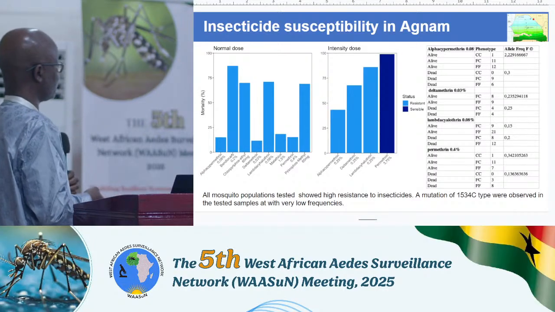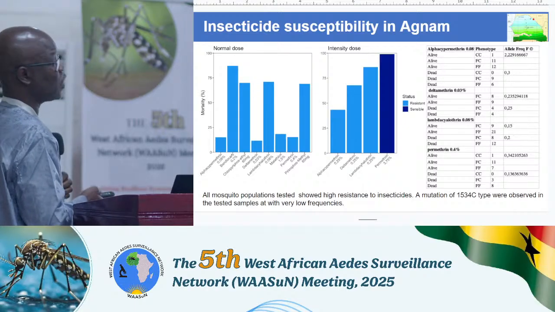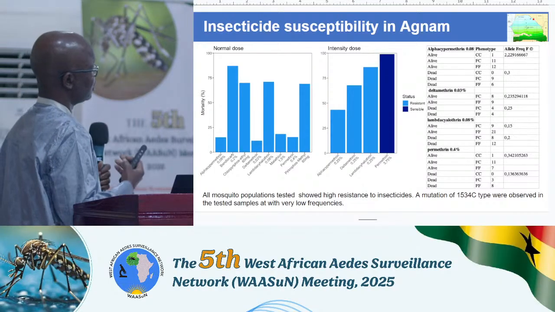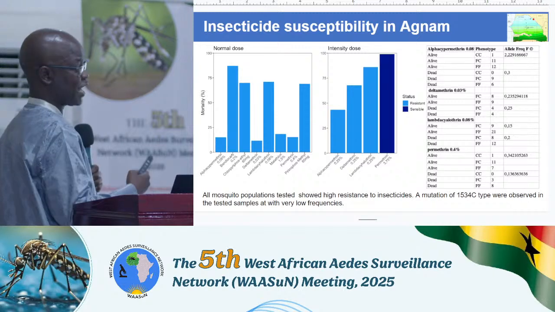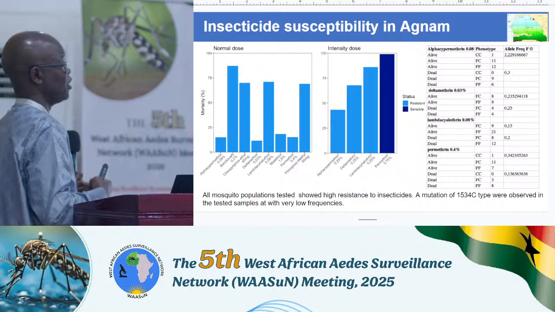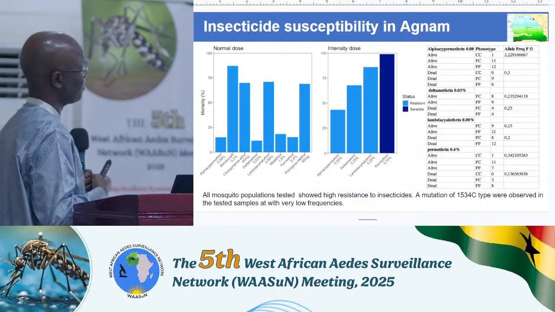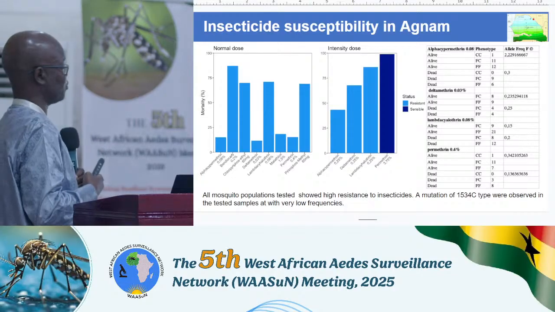And we have looked for some mutation, mainly this mutation, and we found that the frequencies of the mutation were very low. And sometimes when we compare the percentage or the frequencies of this mutation between alive and dead specimens, we found some differences. This means maybe there is another mechanism that is involved in the resistance observed for this population.